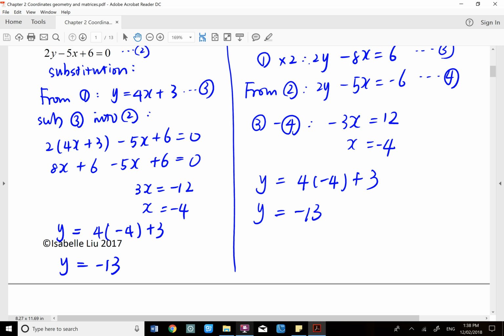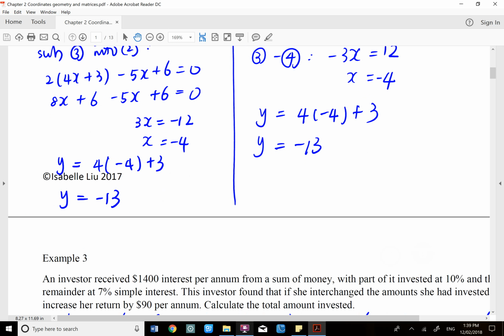I use both methods, elimination and substitution. But remember, elimination will, well, not say always, most of the time be a good method compared to substitution, because it eliminates one variable rather than substituting one thing into another. So to avoid some mistakes, also you can easily get something cancelled. So that is the method I prefer. Okay, if you like substitution, that's fine. I just suggest you use elimination.